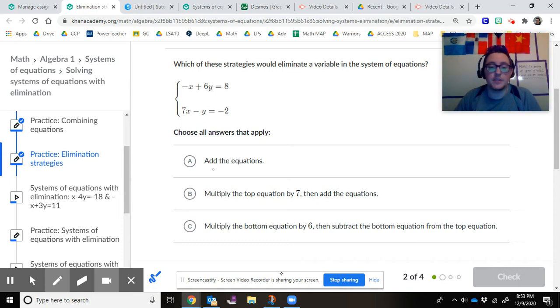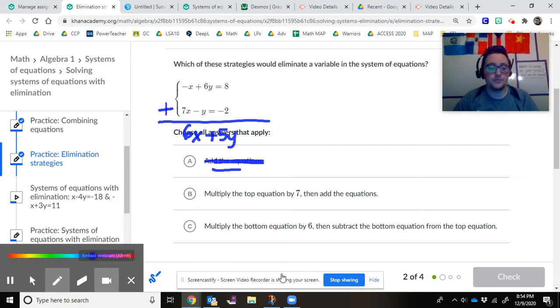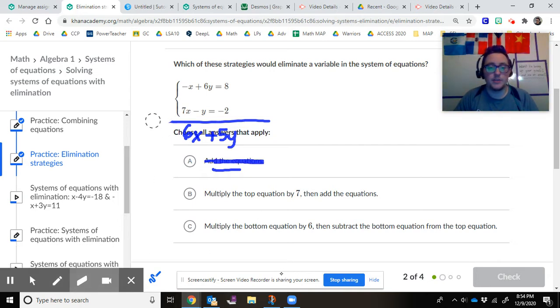So the first one it gives me is try adding the equations. So if I add these equations right now, negative x and 7x would be 6x. 6y and negative 1y would be 5y. So just looking at that, nothing eliminates. So this one is not an option. I'm going to erase that work. All right, that one didn't work. Let's try the next one.